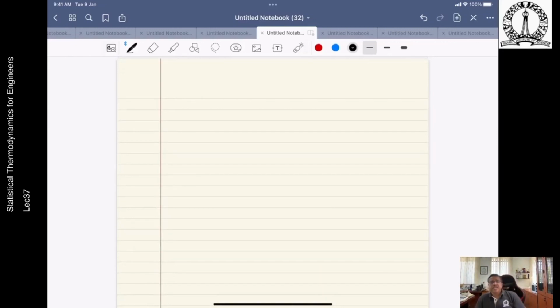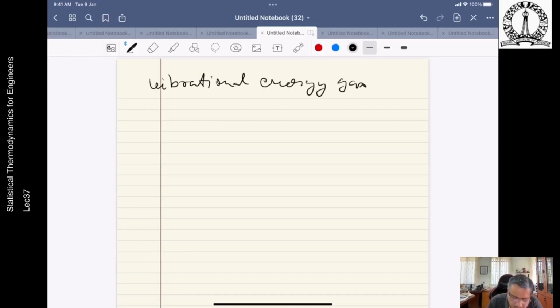The vibrational energy gap is invariant for the harmonic oscillator, but actually decreases at higher energy levels due to the anharmonicity, which we know we brought in through the Morse potential. In contrast, the rotational energy gap always rises with increasing rotational quantum numbers. So we also know that the vibrational energy gap, delta E vibration, is invariant for a harmonic oscillator.